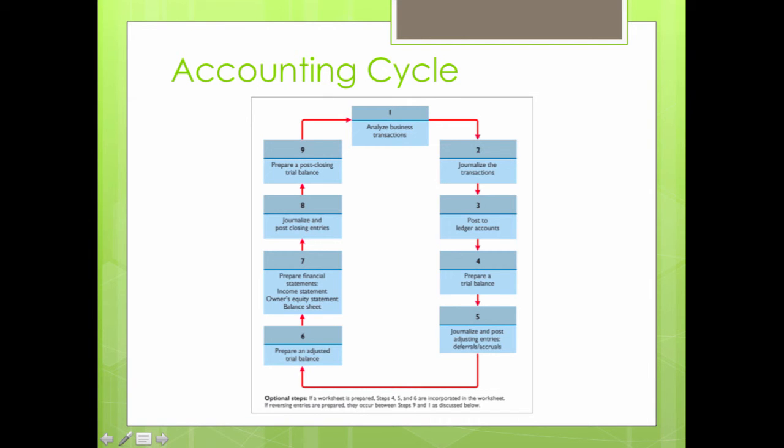Just an FYI, your project for this class will require you to complete this cycle. Okay, so that gives you an idea of what will happen for your project. I will give you some type of business, and we'll give you information, and I will ask you to journalize some transactions, post them on the ledger, prepare a trial balance, journalize some adjusting entries, then prepare an adjusted trial balance. Then I'm going to ask you to come up with financial statements, and then I'm going to ask you to close the books and give me a post-closing trial balance. That will be your project.